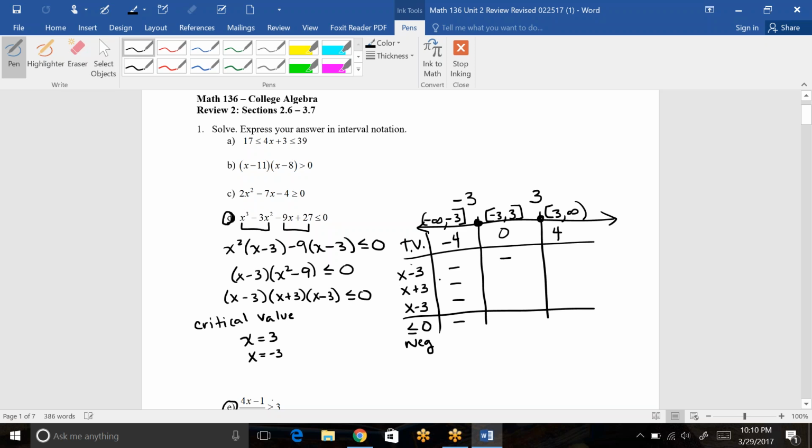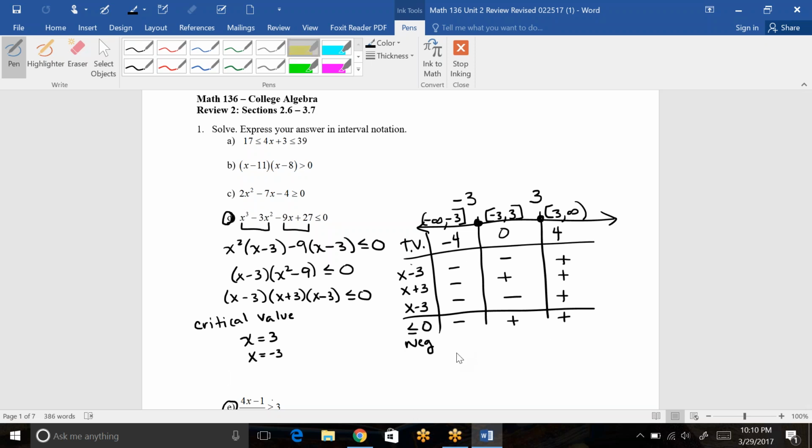0 minus 3 is negative. 0 plus 3 is positive. 0 minus 3 is negative. 2 negatives multiplied together make a positive. 4 minus 3 is positive. 4 plus 3 is positive. 4 minus 3 is positive. So that's 3 positives, which will stay positive.